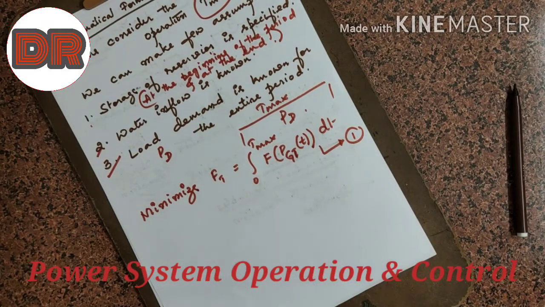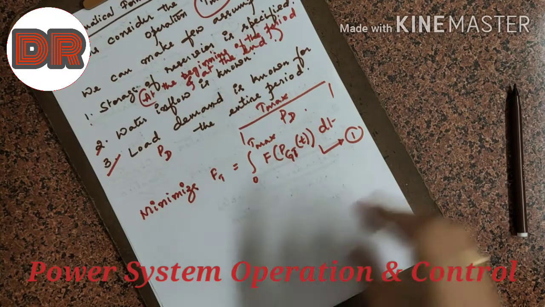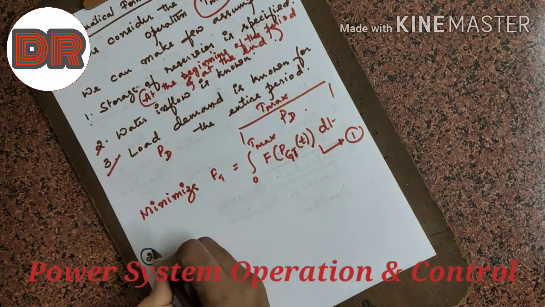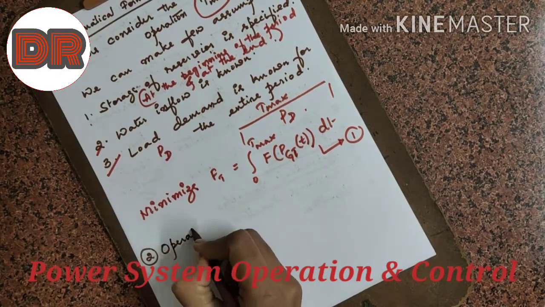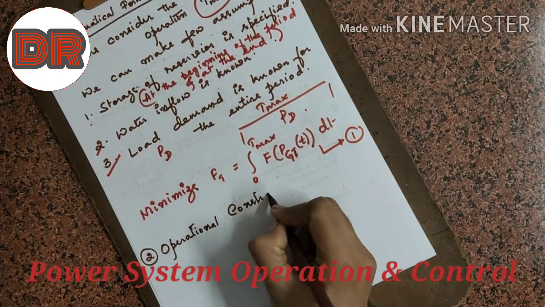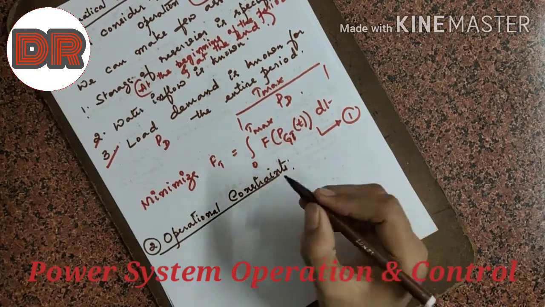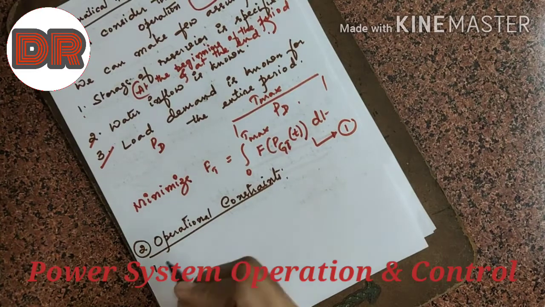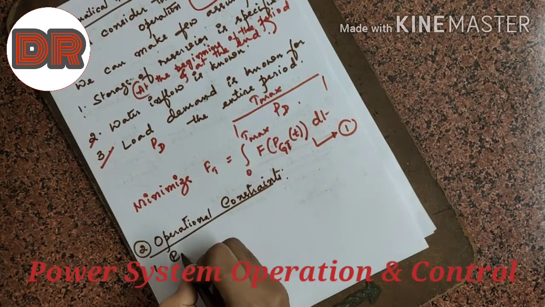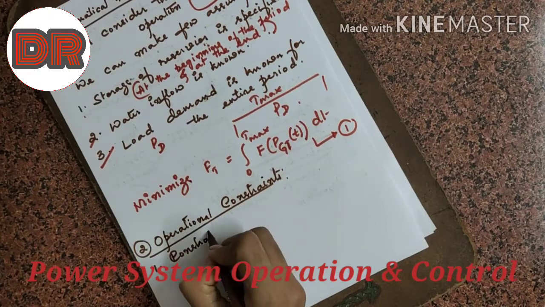So the second one in the algorithm procedure is, now we have to see what are the operational constraints. So we have written the objective function. So second one what I am going to write is the constraint. So let us write operational constraints. So first thing is, let me write as usual the power balance equation. So constraint of power balance equation.